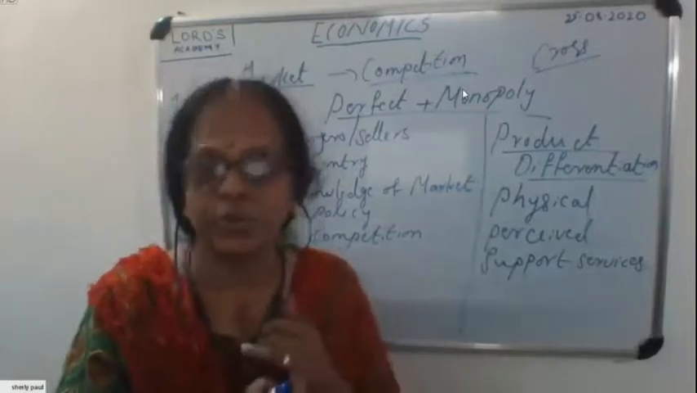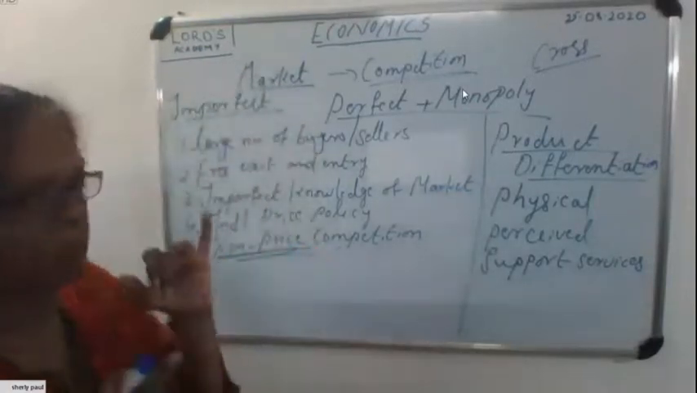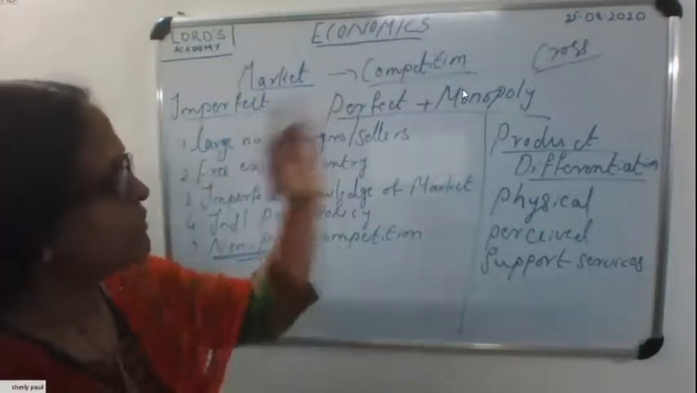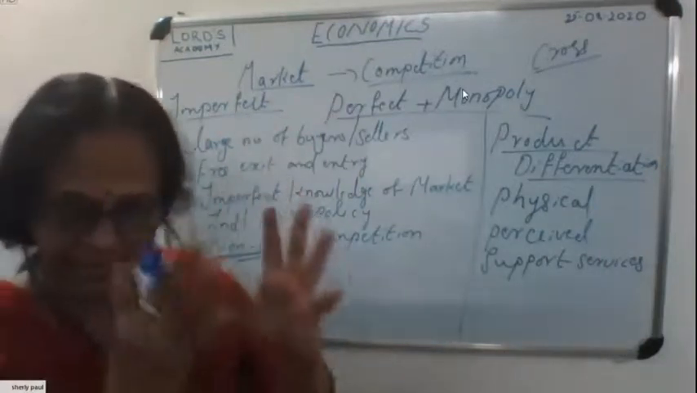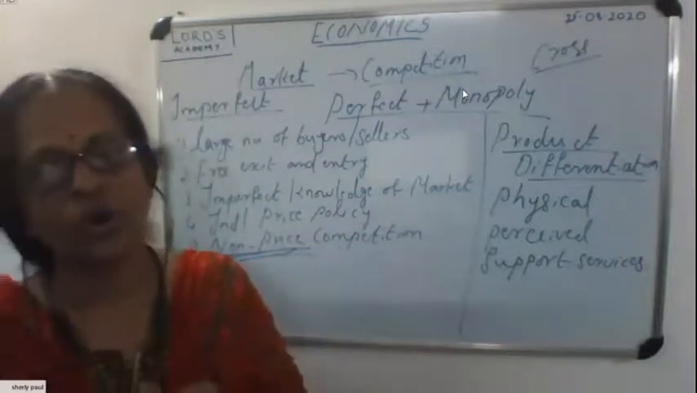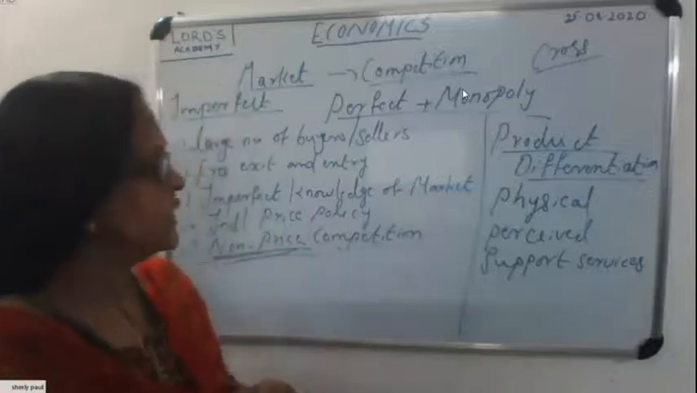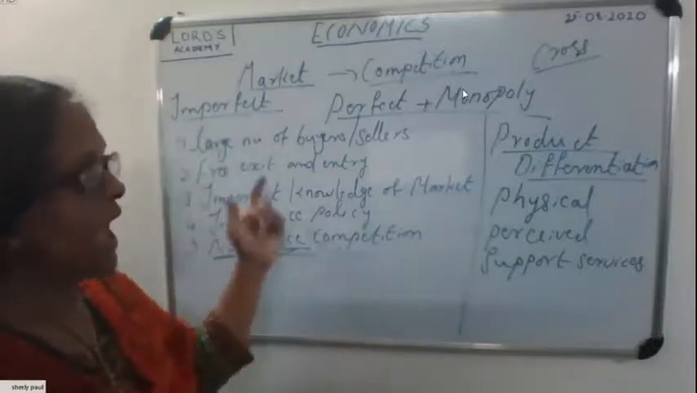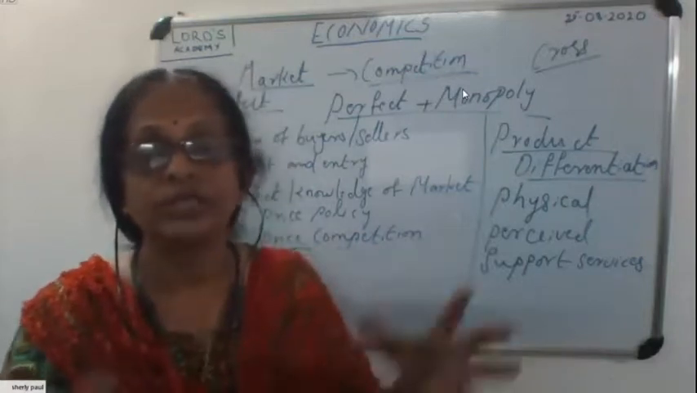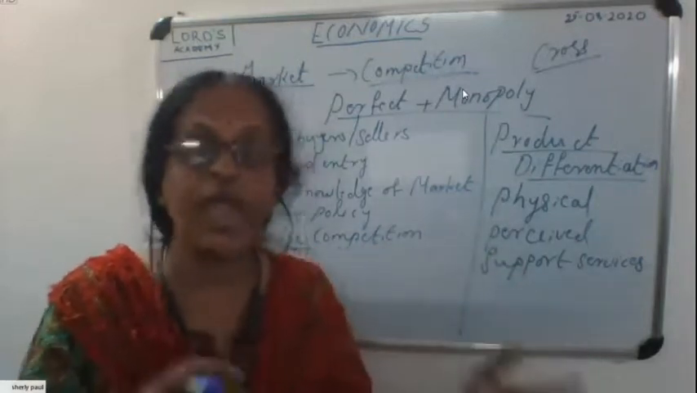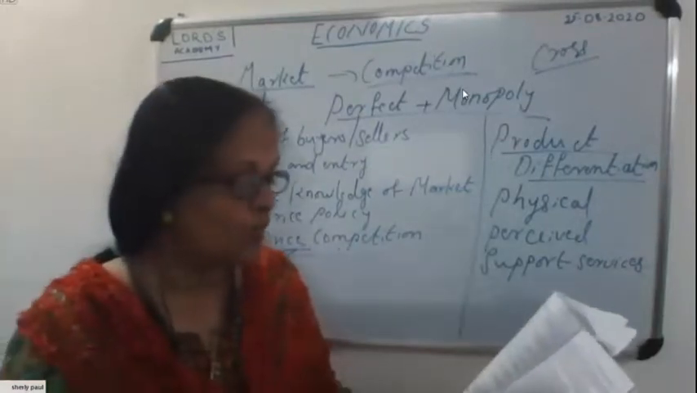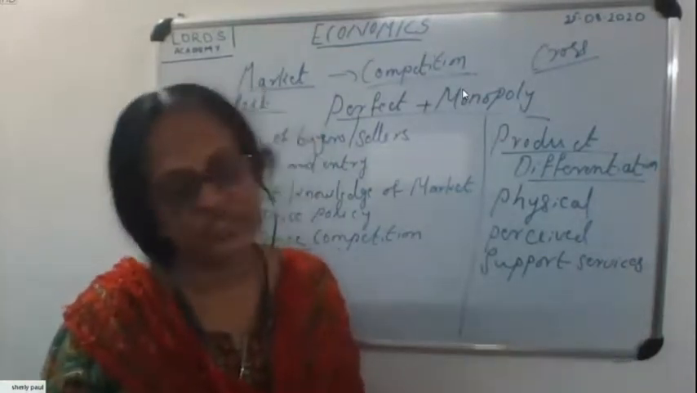Then we studied 3 types of competition. What are the 3 types? Perfect competition, whose characteristics we studied, and imperfect competition. In imperfect competition we studied 2: monopoly and monopolistic market, which is a combination of monopoly and perfect competition. Clear, all of you?